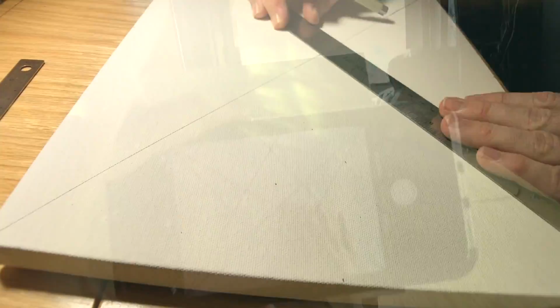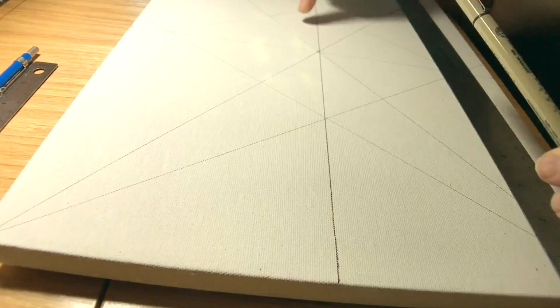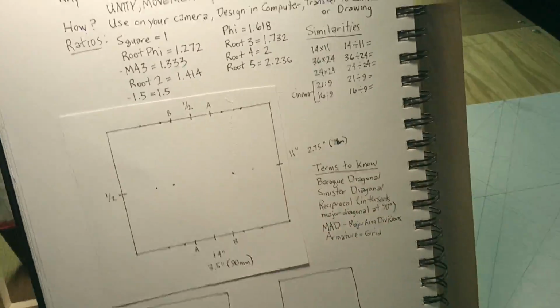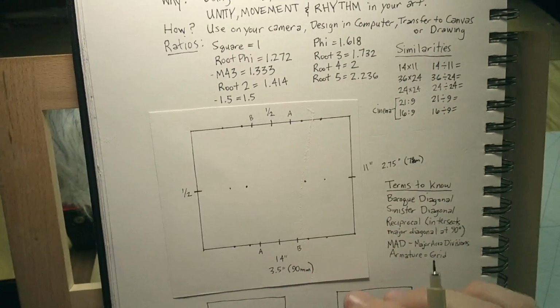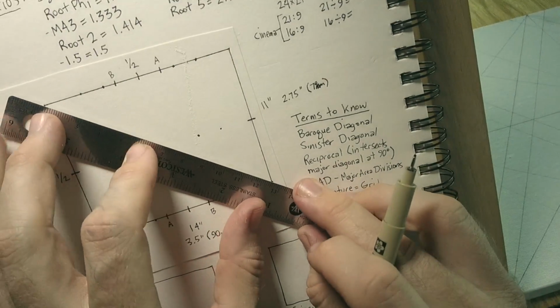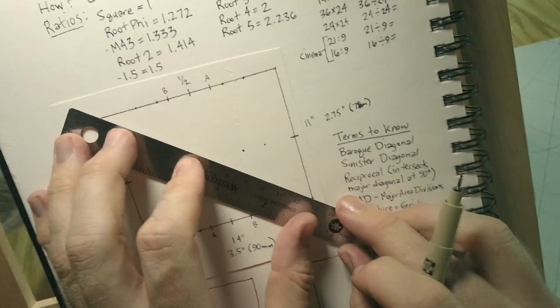Alright, so I've already got these lines drawn, but I'm going to show you how you can do that and what I did to get these lines on there. We've got our rectangle, 11 by 14, so let's start by doing the diagonals. And we're just going to run them from corner to corner. It's really easy.